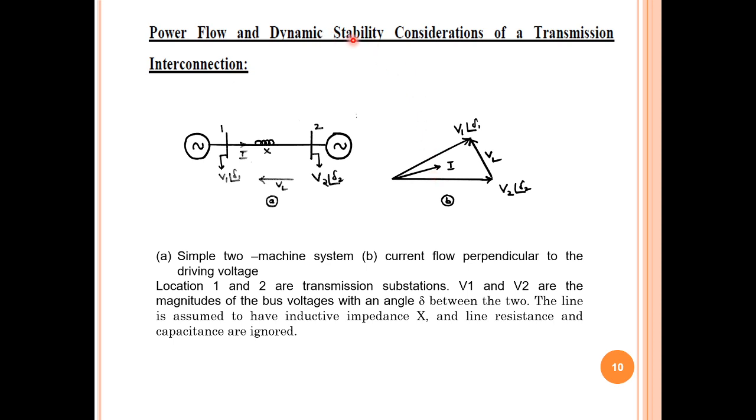And what the dynamic stability considerations are: let it be that I'd like to change delta, so what are the required power flow conditions? Active power flow and reactive power flow. Is there any impact on varying delta? That is nothing but dynamic stability considerations. V1 is the sending end voltage, V2 is the receiving end voltage. X is nothing but impedance or reactance.